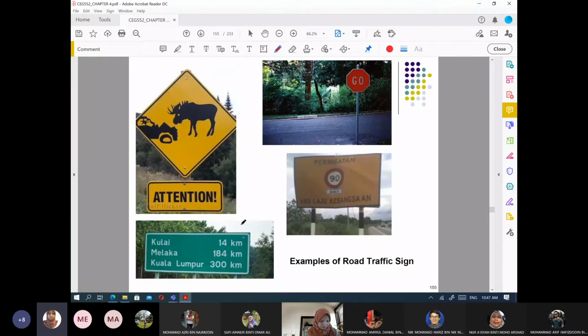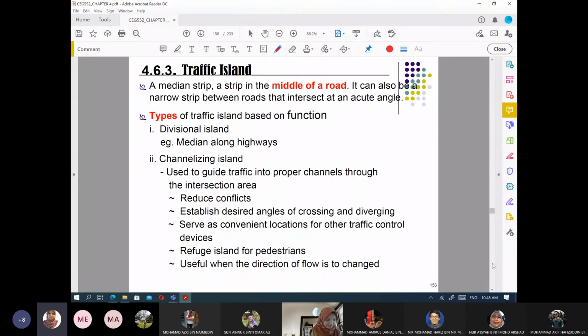Right, so this is more to information, informatory. Ini regulatory. Okay, regulatory peringatan. Had laju kebangsaan 90 km per sejam. Okay. Ini gambar apa, dia tak tahu lah ni. Sebesar-besarnya ni. Binatang apa ni? Attention. Bukan, tak ada kat sini lah ni. Bukan kat Malaysia.